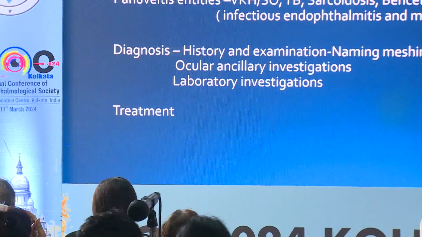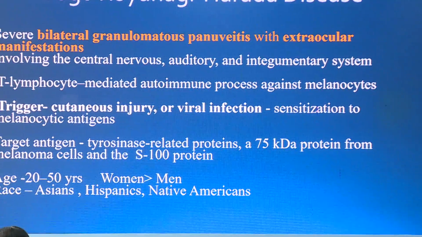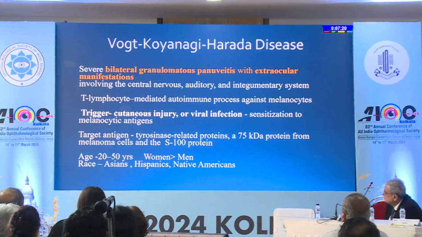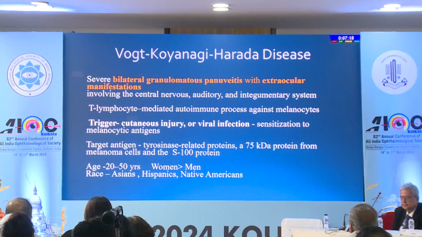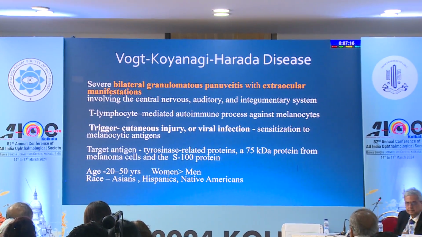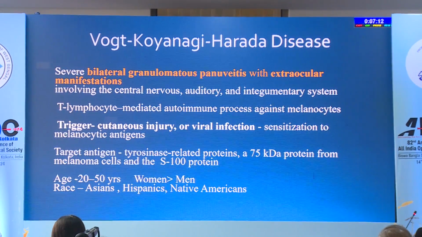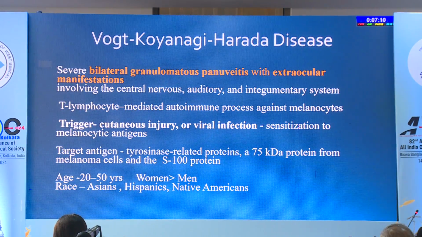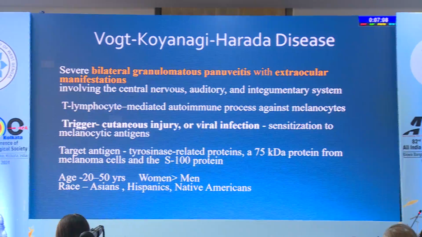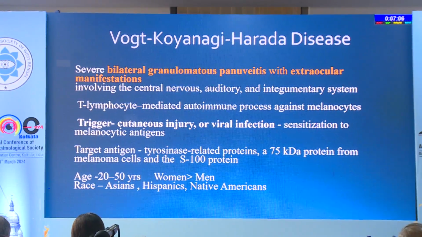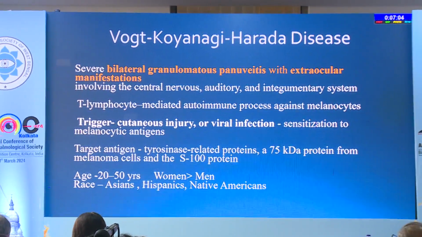There can be many panuveitic entities, and like any uveitis, the diagnosis is based on a careful history, examination, and tailored investigations. Let us look at one of the most common entities of panuveitis which comes to our clinic, the VKH disease. It is a severe bilateral granulomatous panuveitis with extraocular manifestations involving the central nervous system, auditory system, and the integumentary system. It is a T lymphocyte mediated autoimmune process against the choroidal melanocytes.